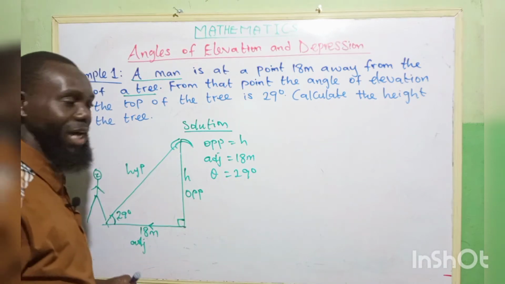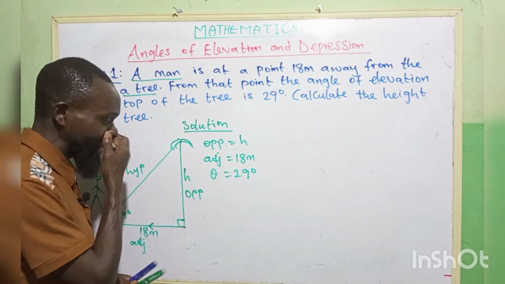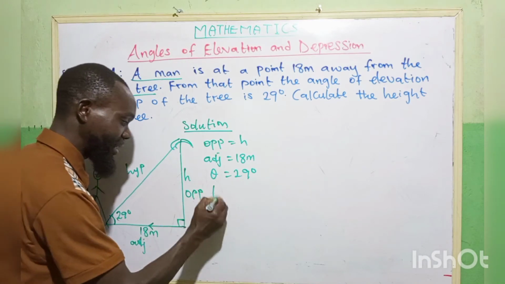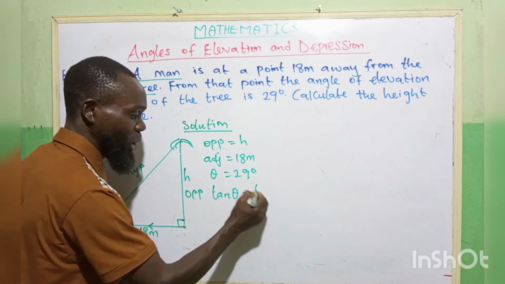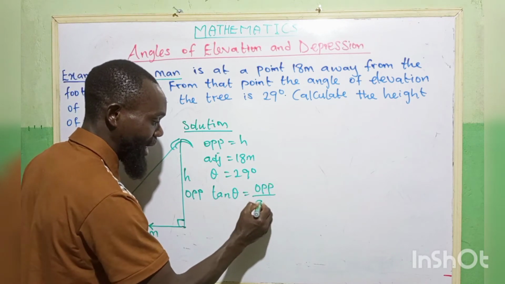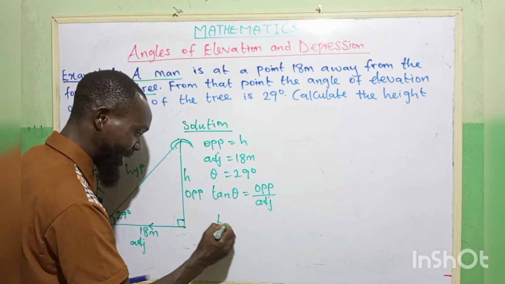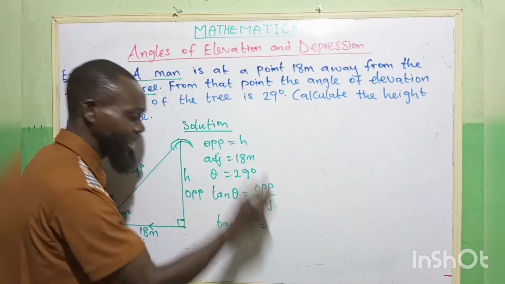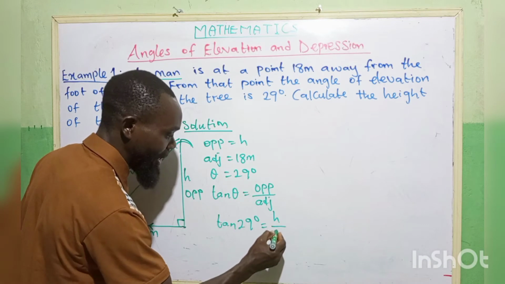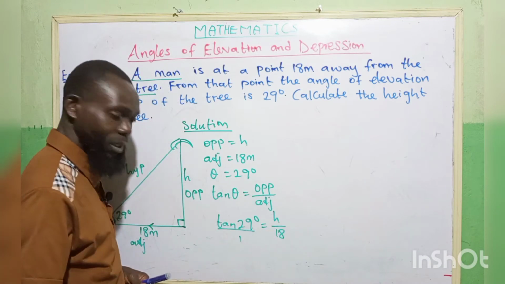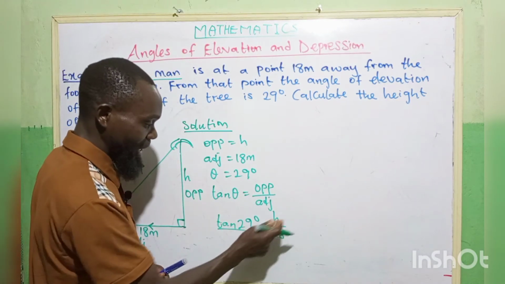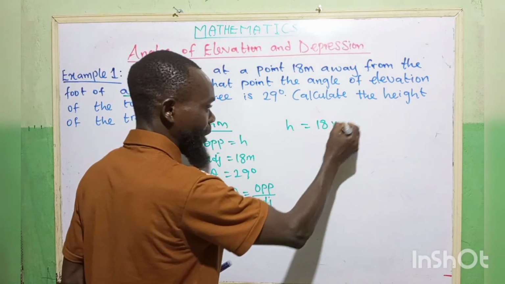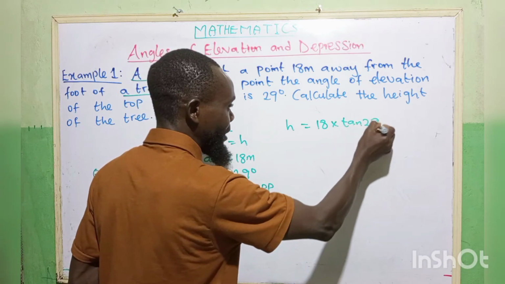From our SOHCAHTOA, when we have opposite and adjacent, we are going to make use of TOA. That is, tan theta is equal to opposite over adjacent. That is, tan of our theta, 29 degrees, is equal to our opposite, h, over 18. Let's say over 1 here. The next step is to cross multiply. H multiplied by 1, we have h is equal to 18 multiplied by tan 29 degrees.